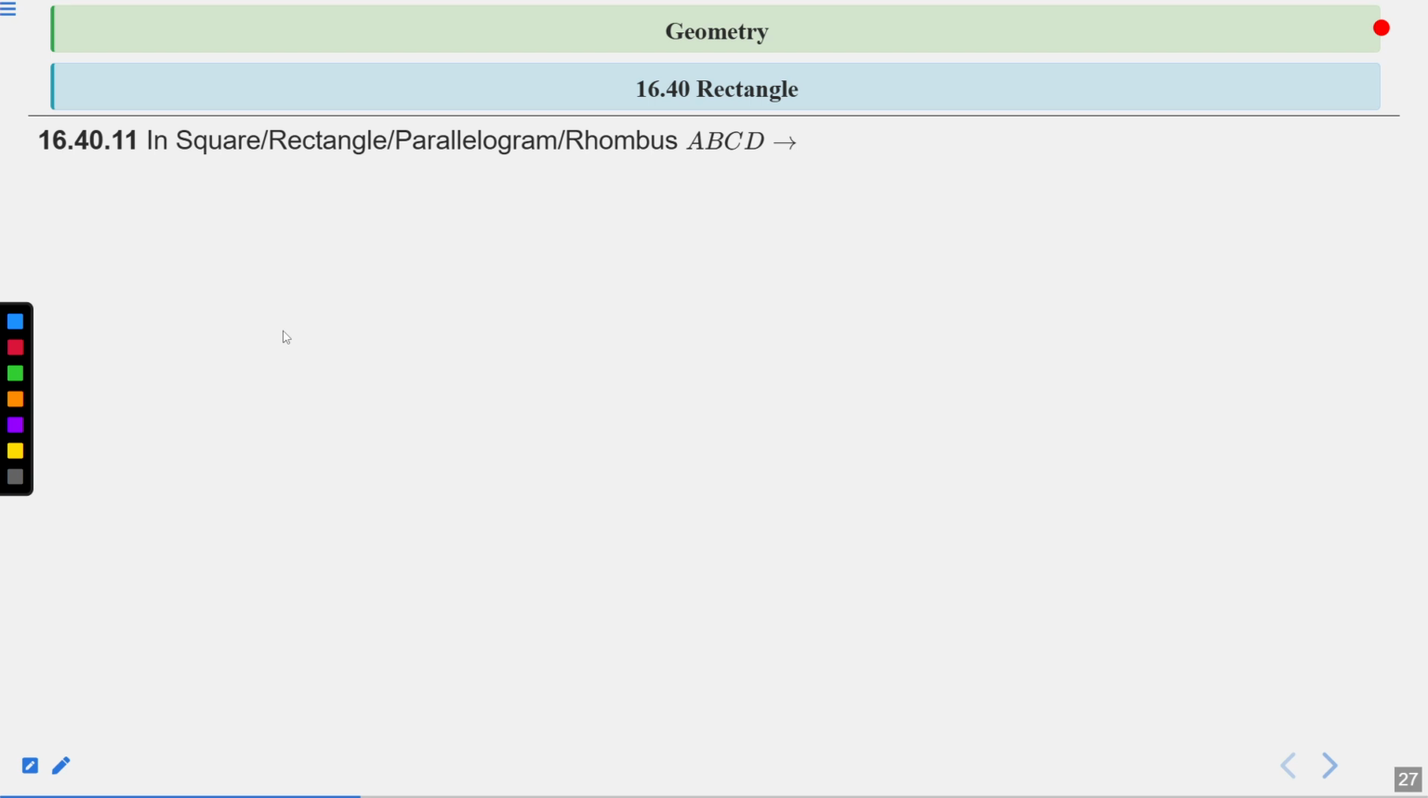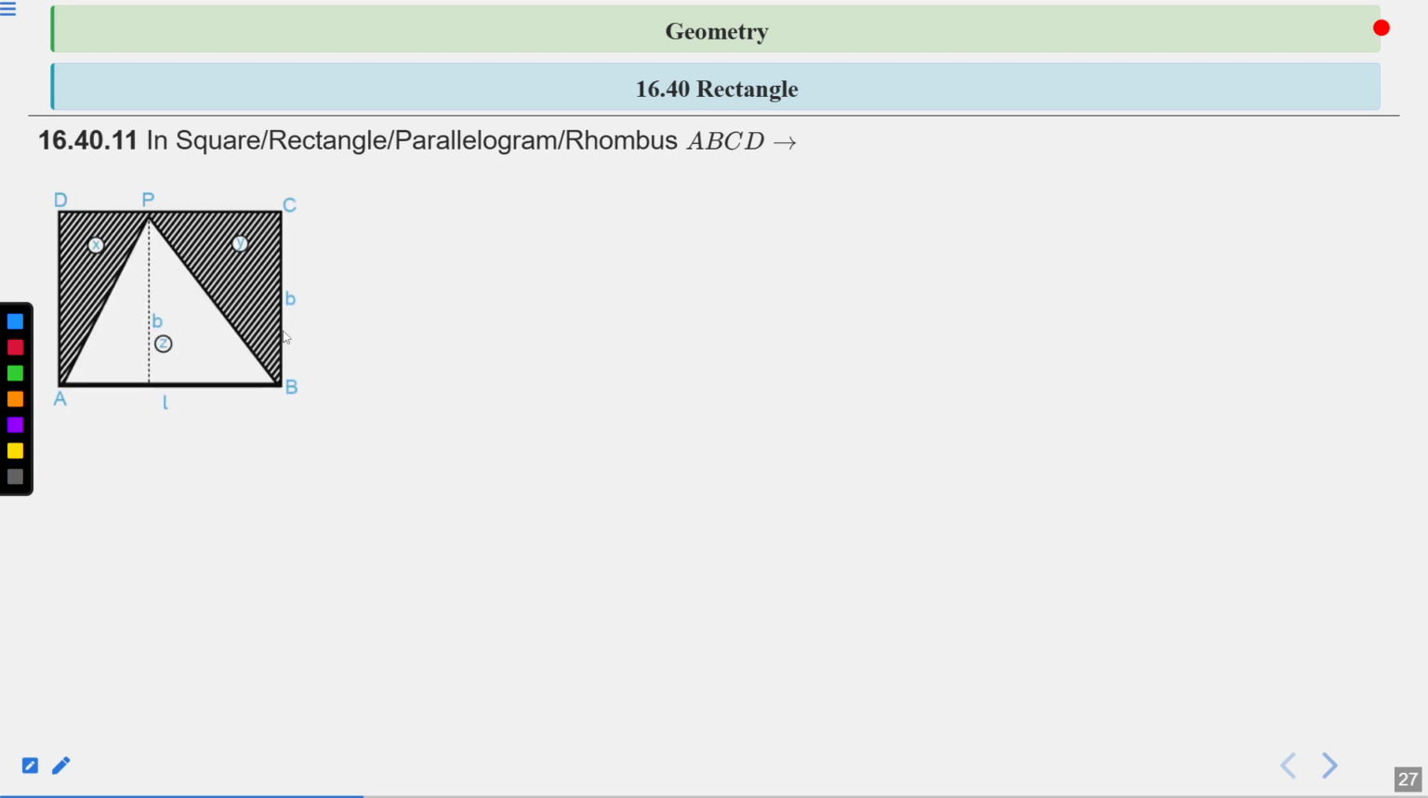In the rectangle formula 16.40.11, in a square or rectangle or parallelogram or rhombus ABCD, this is the diagram. So the ratio of the area of the triangle APB to the area of the quadrilateral ABCD will always be 1/2. When we put in the formula, we get 1/2 times L times B upon L times B, so L times B will cancel out.